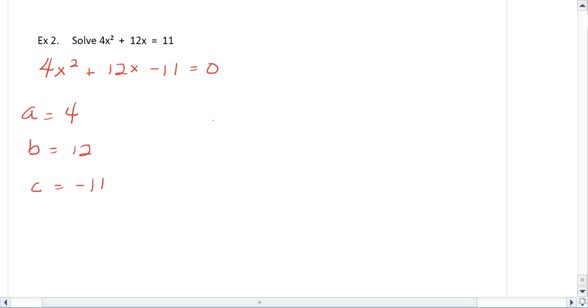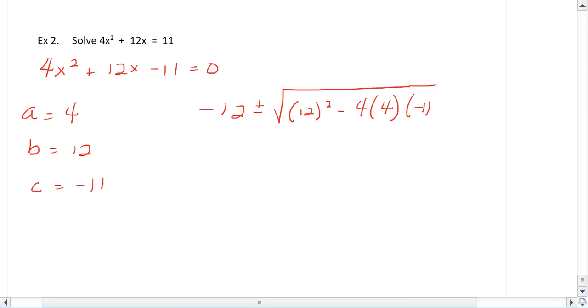And then plug them in the correct place in the formula. So I have minus b plus or minus the square root of b squared, 12 squared, minus 4 times a, which is 4, times c, which is -11. All over 2 times 4. So now we need to do some simplifying.